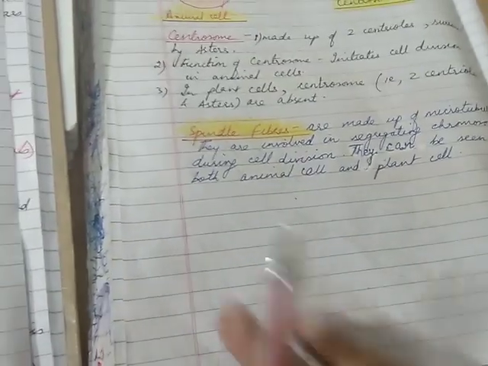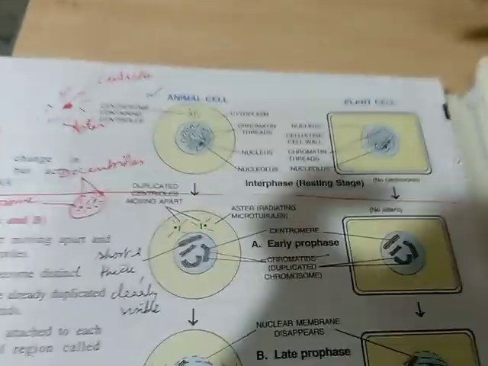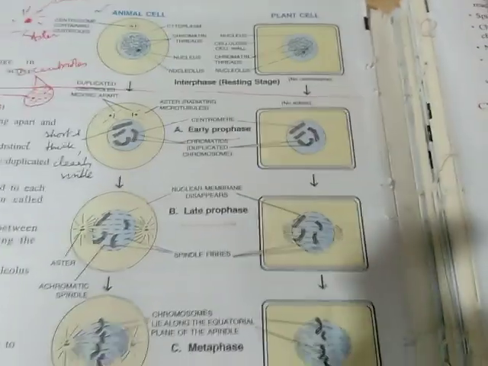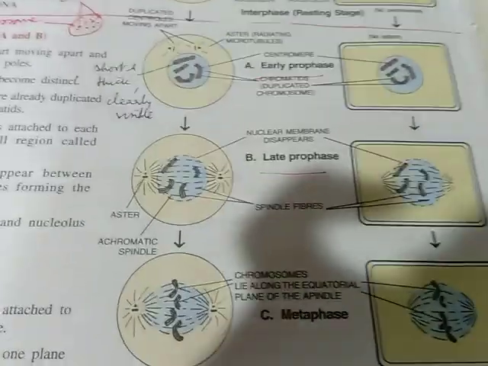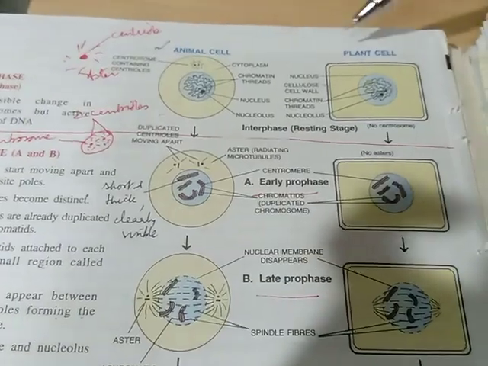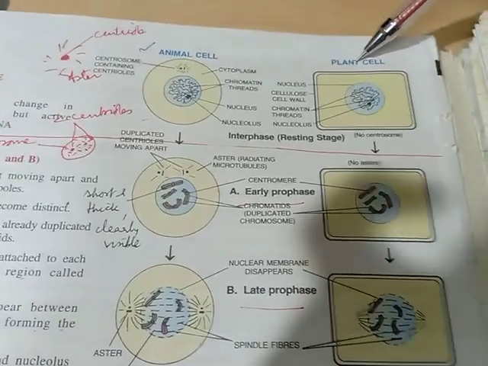Today, we'll continue with the details of prophase, metaphase, anaphase and telophase. We'll have to refer to this diagram, children. Look at this. The first diagram. Now, please see that on the left side is the animal cell mitosis and the right side is the plant cell mitosis.